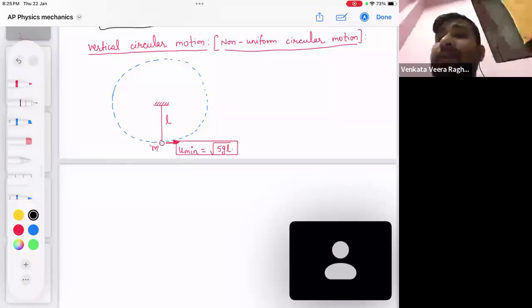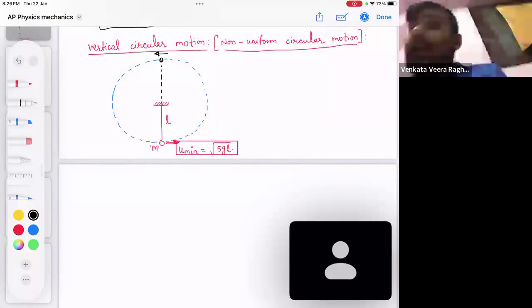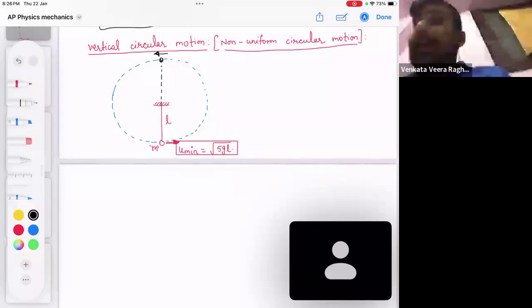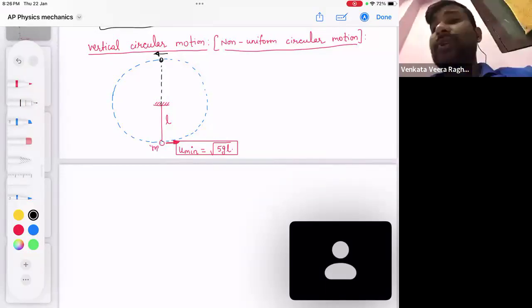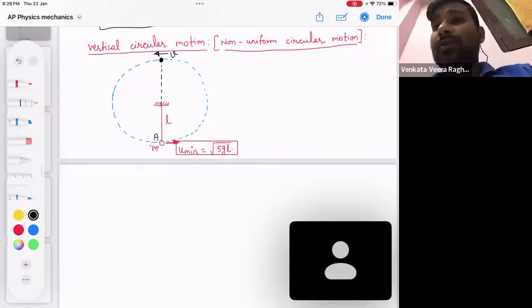So if I ask you to tell me the velocity at the topmost point, and keep in mind I have just provided the minimum requirement. Minimum requirement means the velocity I have provided at the bottommost point is just under root of 5gL. So what is the velocity here? Something v. To solve this one, we need to apply the work energy theorem. Let me mark these points. This point is A and this point is B.